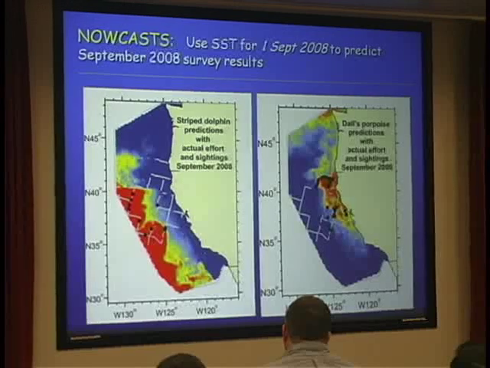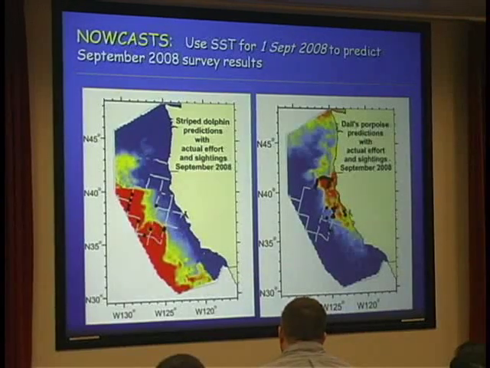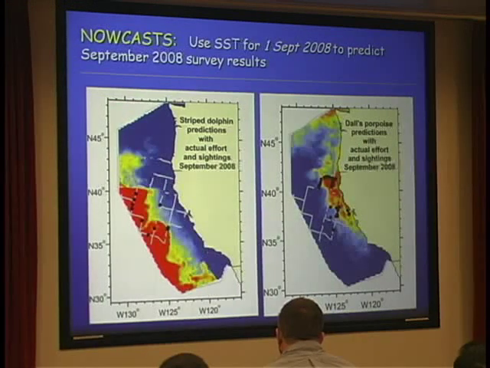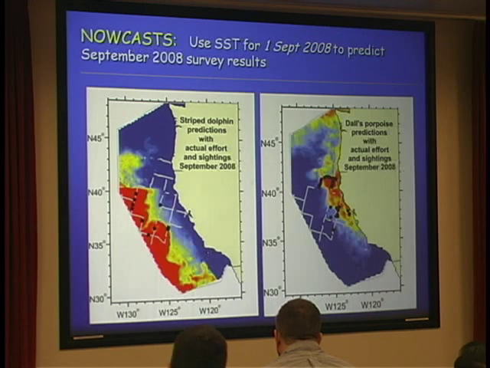These are 2 species that have good relationships with sea surface temperature. On the left are striped dolphins, a warm water species, and on the right are Dall's porpoise. What is shown again are the predicted densities in that red to blue color scheme, along with actual transect lines and sighting locations during September of 2008, during a new survey. And so we can see that we did a pretty good job picking up not only where we would see them, but also where we would not see them.